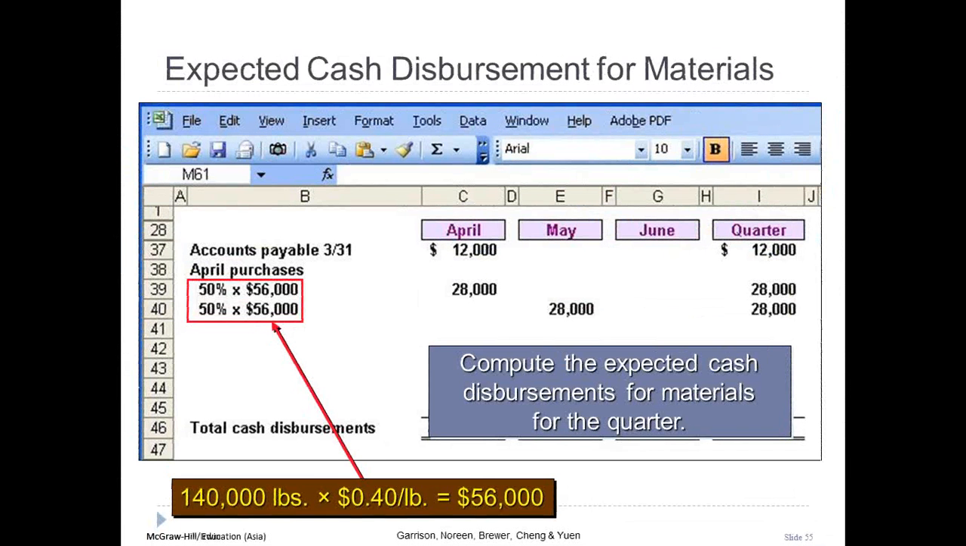The second step is to calculate the April credit purchases that will be paid during each month of the quarter. In April, $28,000, which is 50% of $56,000, will be paid in April, and $28,000 will be paid in May. The $56,000 is derived by multiplying 140,000 pounds by the 40 cents per pound purchase price. Now it is time for you to go to work. See if you can complete the expected cash disbursements for materials for the quarter.